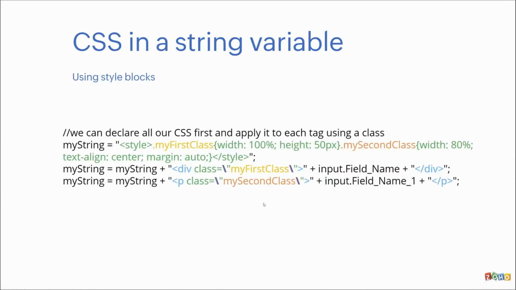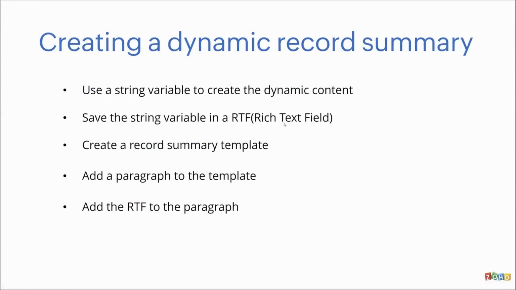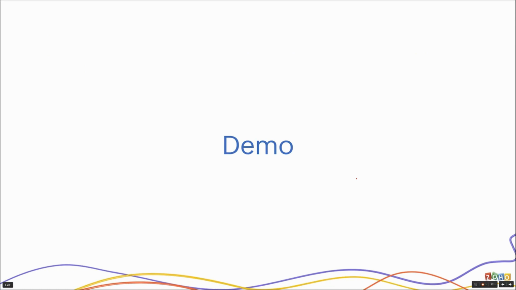Then you can use style blocks. In this case, what I'm doing is creating classes within the style block, and then calling my class within the string and the HTML element beneath. Okay. So just to give a quick review of how we go about it: we use a string variable to create the dynamic content. We save the string variable in a rich text field. We then create a record summary template. We add a paragraph to that, and then we add the rich text field to the paragraph. And we will go ahead and show you how we go about this.